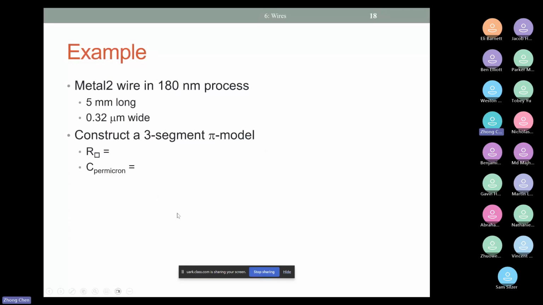Here is the wire being used as an example: metal 2, 5 millimeters long. This is a very extreme case, where we're running the wire across the chip. The chip could be a few millimeters by a few millimeters, and if we run a wire across the chip, from the top left to the bottom right, you can get a millimeter-long wire. And we're running the wire at minimum width, typically 0.3 micron, so you can estimate the delay.